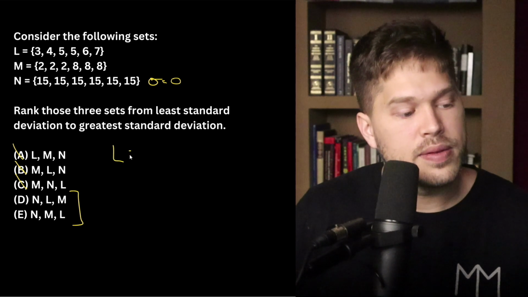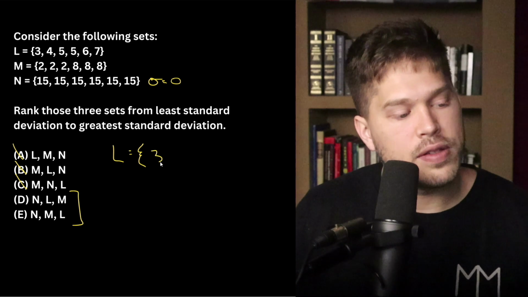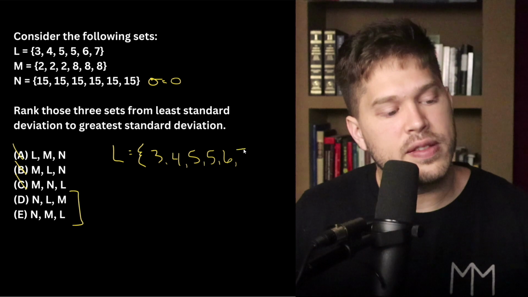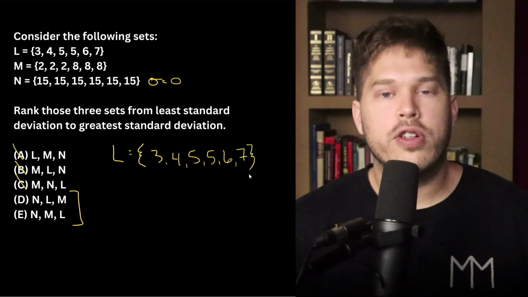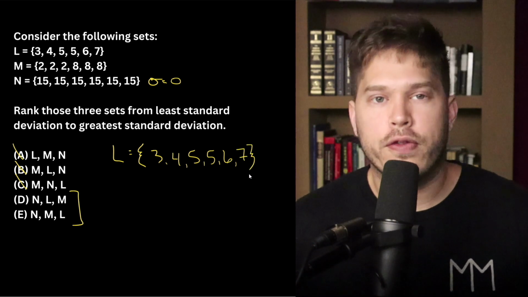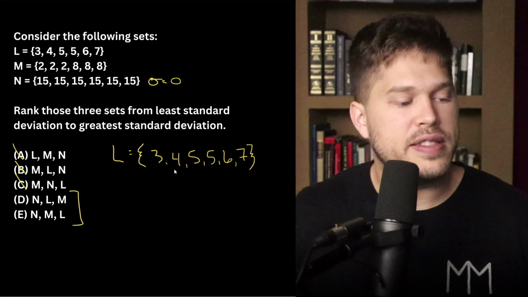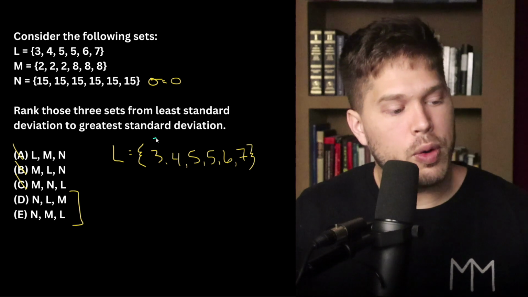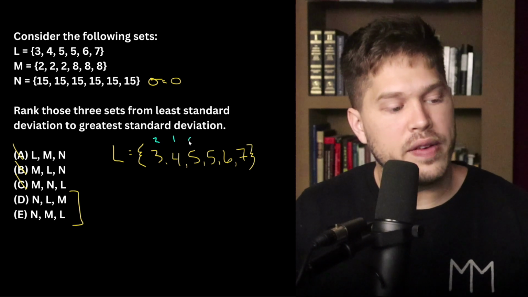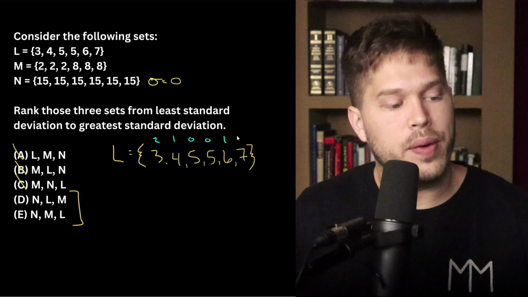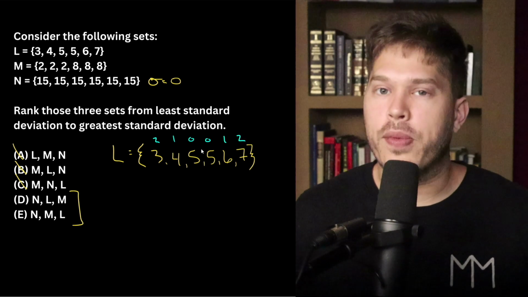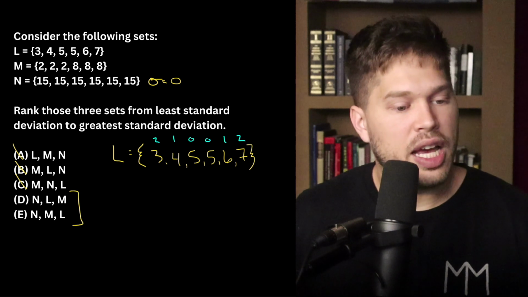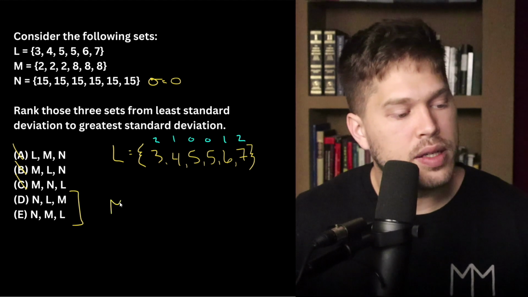So set L has 3, 4, 5, 6, and 7. So let's look at the spread of our values from the mean. The mean of set L is 5. Okay. 3 is 2 away from 5. 4 is 1 away. 5 is 0 away, 6 is 1 away, and 7 is 2 away. So these numbers are pretty close together. They're lumped together, absolutely. And let's look at set M.